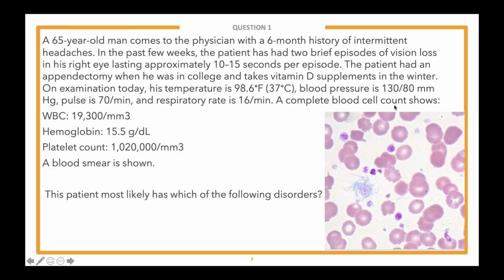A complete blood cell count shows white blood cells of 19,300, a hemoglobin of 15.5, a platelet count of 1,020,000, and a blood smear is shown. I'll give all of you a few seconds to take a look at that. And once again, this patient most likely has which of the following disorders? I want all of you to start thinking about the important clues in this vignette and in the lead-in as I hand it off to Paras.